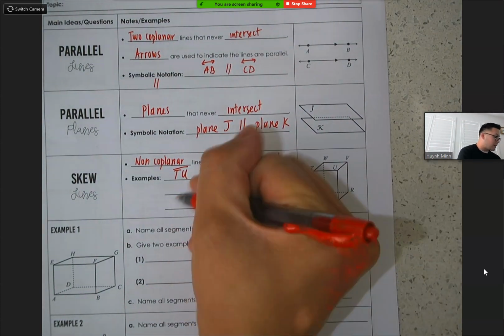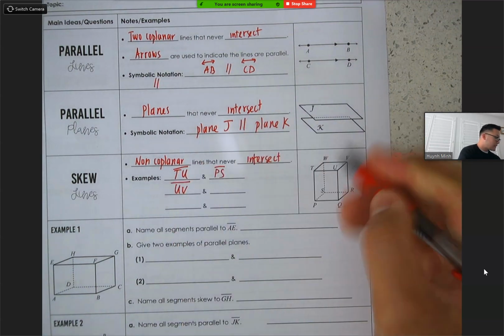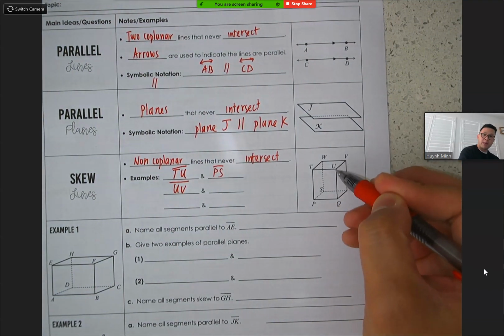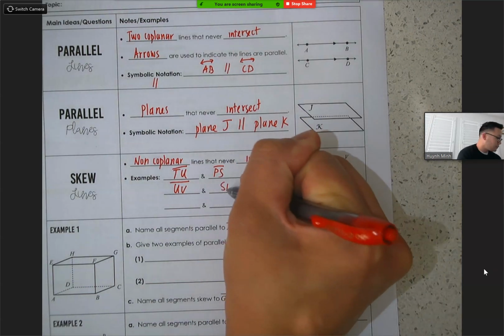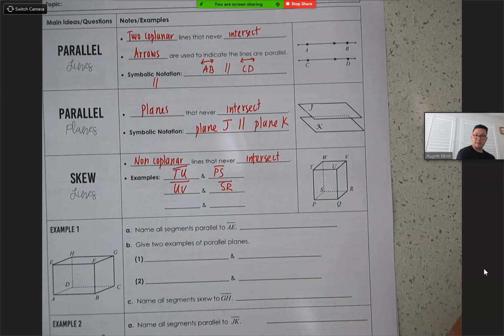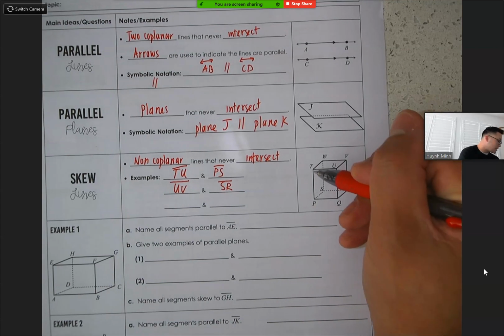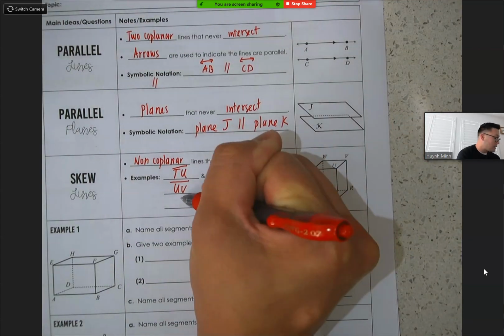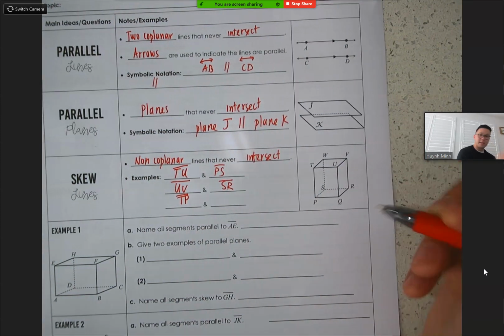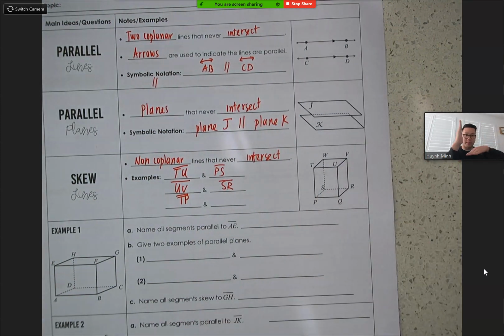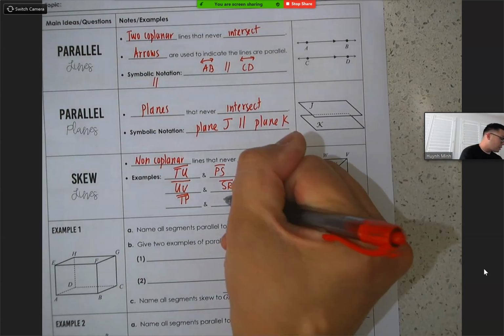I could say UV, same thing, this is going this way, right? I could say it's skewed to SR. And then the next one would be TP. Let's try TP. TP, going up and down, is skewed to QR because there's one going up and down and one basically going towards you, so QR.